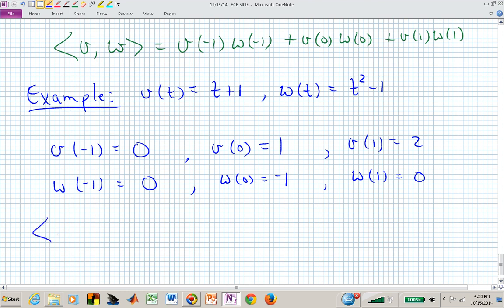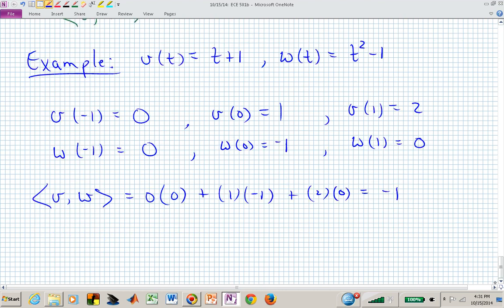With this definition of an inner product for those two polynomials that belong to the vector space of second order polynomials, the inner product of v with w now becomes 0 times 0 plus 1 times minus 1 plus 2 times 0, and in fact that inner product is negative 1 for those two vectors, t plus 1 and t squared minus 1. Those are vectors belonging to this vector space of second order polynomials.